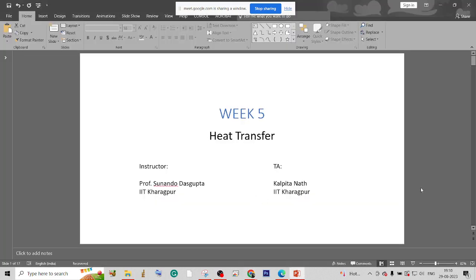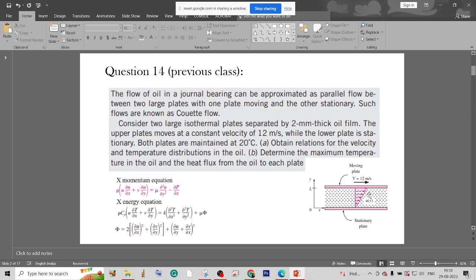So on the previous day, we were left with one question, so I'll start with that. You try and solve this question. The energy equations and momentum equation that will be useful in this problem are shared below. Use those in order to solve this problem. And what is this about?